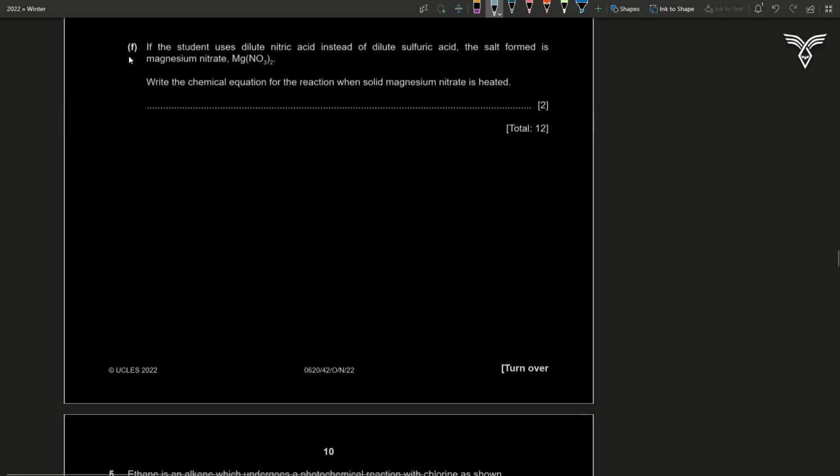Part F. If the student uses dilute nitric acid instead of sulfuric acid, the salt formed is magnesium nitrate. Write the chemical equation for the reaction when solid magnesium nitrate is heated. The thermal decomposition of any group 2 nitrate produces three things. The group 2 nitrate we have is magnesium nitrate.